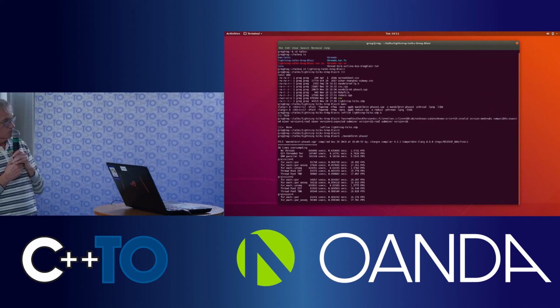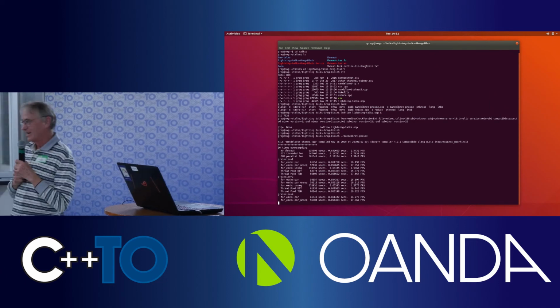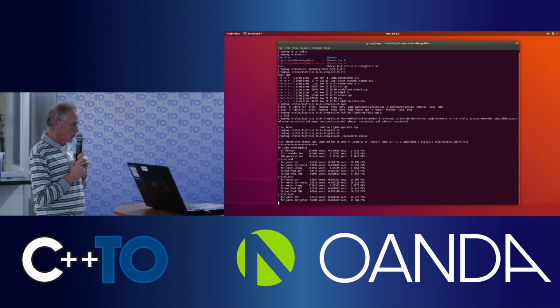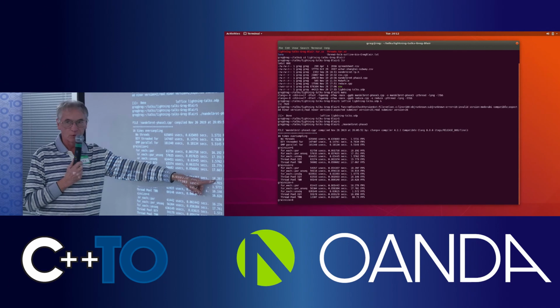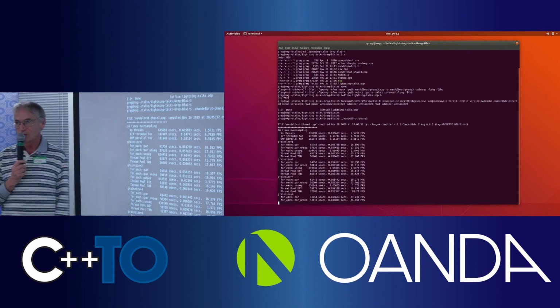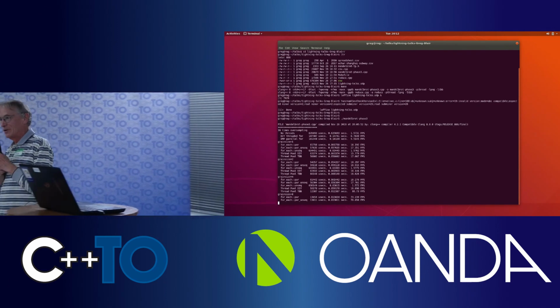I think it's broken. I don't know what I did, but it's broke. This should be around 100 instead of 17 or 15. So I broke it. Anyway, I guess that's it.